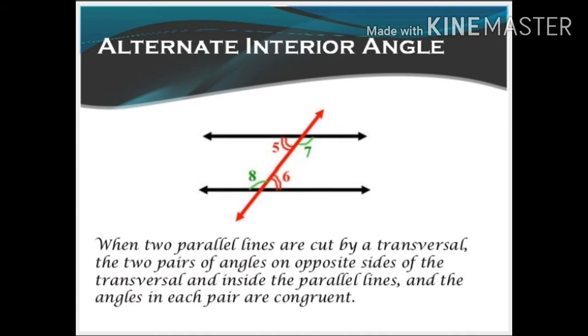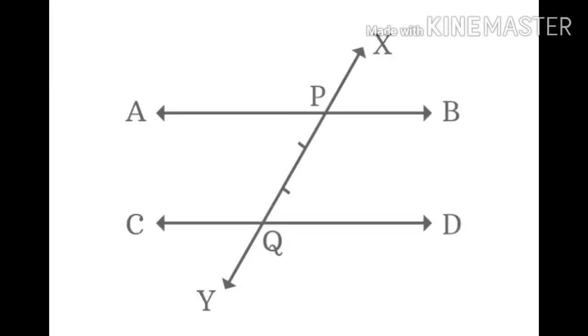Now let us see the first type of angle, that is alternate interior angles. As interior means inside, it is very important that to show interior angles we must have a clear knowledge of it. So let's see what it defines. When two parallel lines are cut by a transversal, there are two pairs of angles on opposite sides of the transversal and inside the parallel lines, and the angles in each pair are congruent. Congruent here means equal, like you can see angles 5 and 6 that are marked on the red line are equal, and similarly angles 7 and 8 are interior angles.